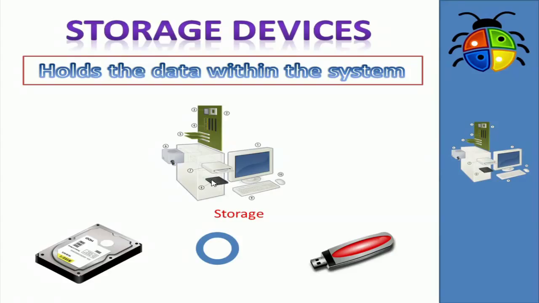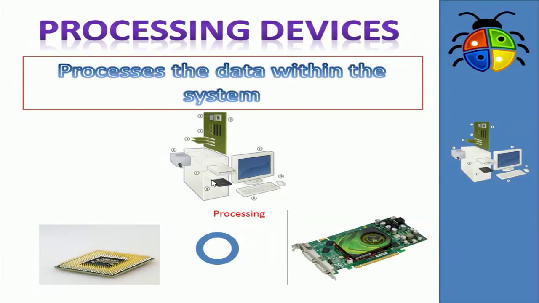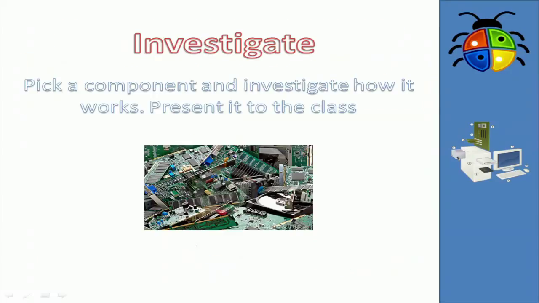And the last one we have for today is processing. Processing devices are things that do some kind of calculation, some kind of manipulation on the data inside the system. An example, of course, is your CPU, or perhaps a graphics card, which works kind of similar to a CPU. These do processing of the data that allow us to see certain things, or allow us to manipulate and change the data in some way.